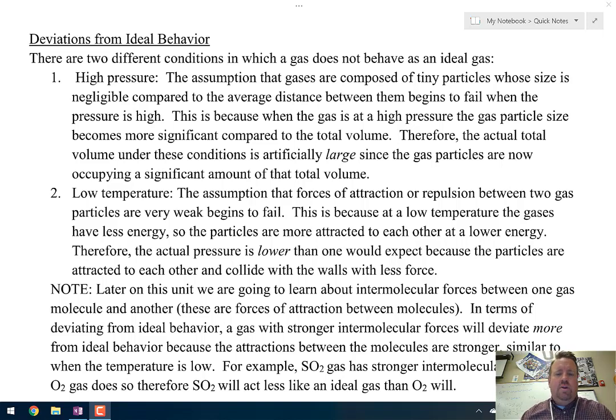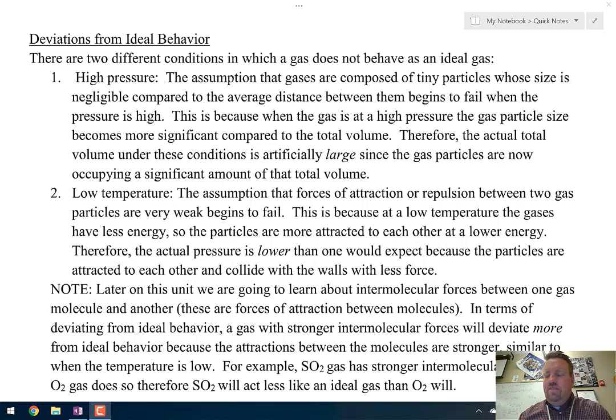And then we also learned that the gas particles inside of the container take up so little space that we say that the volume is negligible. And then we also said that the attractions between the molecules also are negligible, that we pretend basically that they just bounce off of each other.